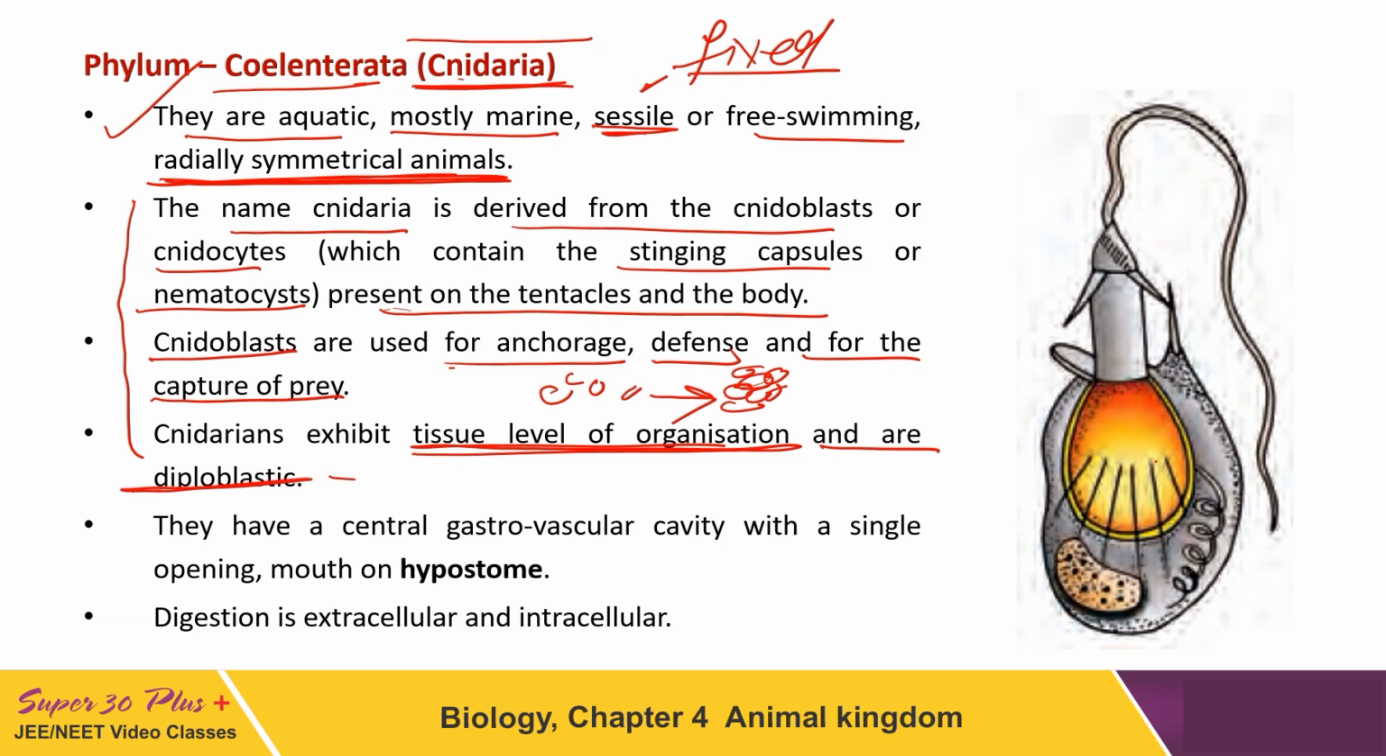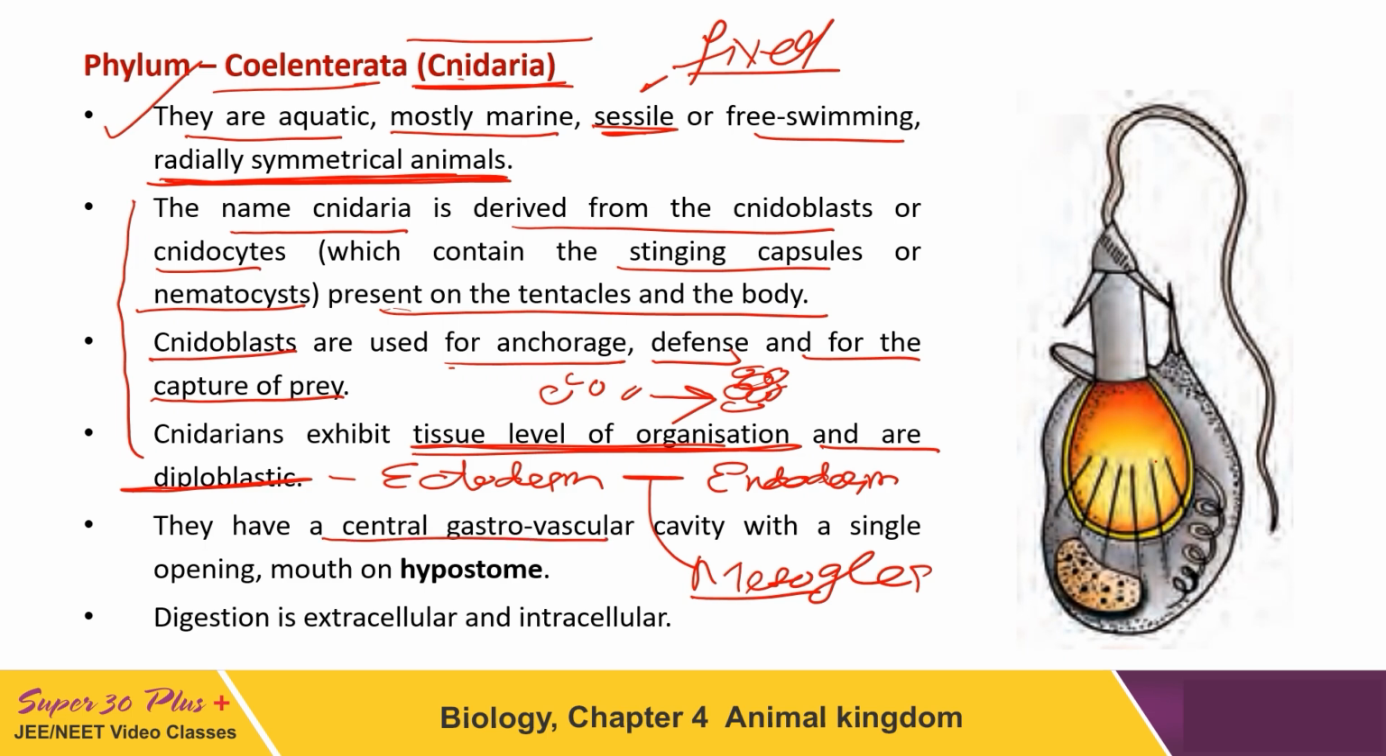That is, they have two germinal layers, the ectoderm and the endoderm, and in between these two we have an undifferentiated layer, known as mesoglea. The central cavity, the gastrovascular cavity, is known as the coelenteron. It functions for digestion also. Food will be collected here, and the single opening we have is known as the hypostome. If you see the structure of hydra, you know that this is the tentacles of the hydra.